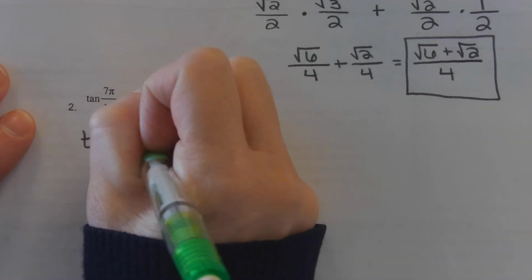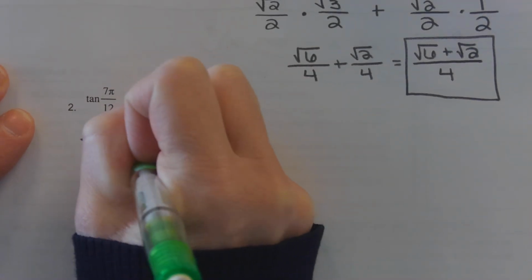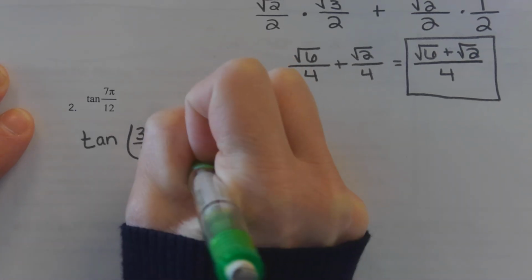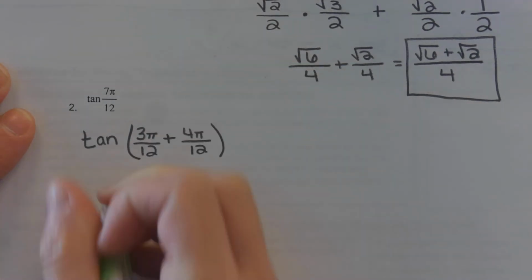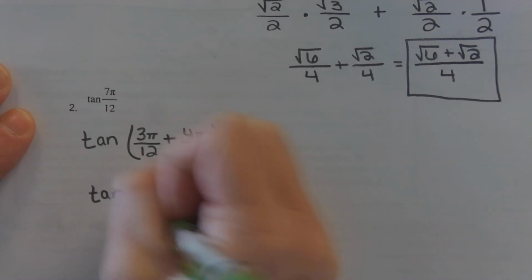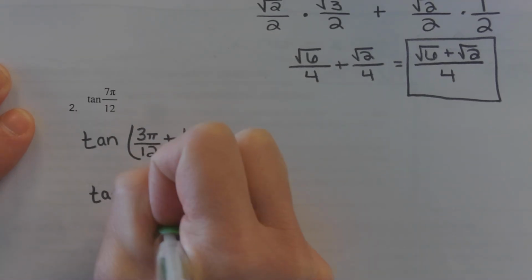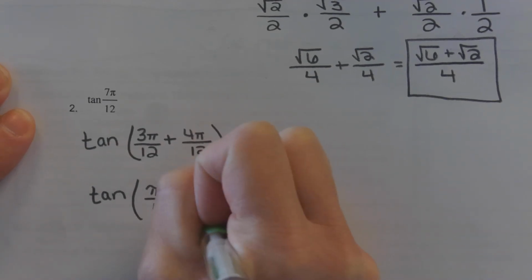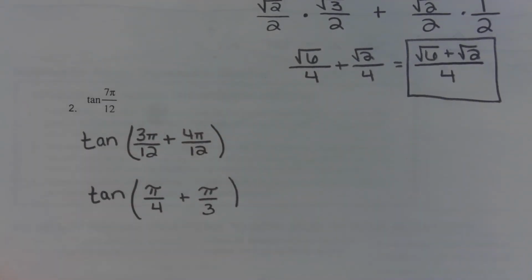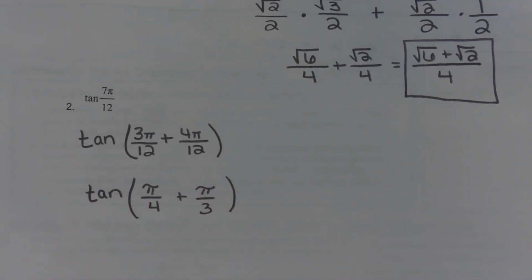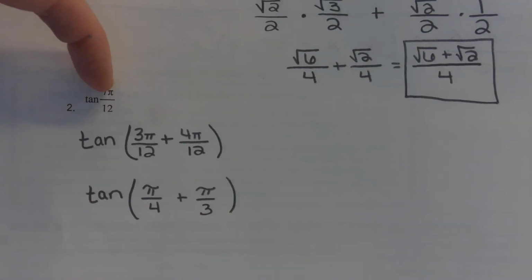3 and 4. Let's try 3 and 4. And again, worst case scenario, you try something and it doesn't reduce to something on your unit circle and you're like, oh, bummer. And then you try again. All right, so this is going to be the tangent of, this one will reduce to pi over 4, plus this one will reduce to pi over 3. Do you agree if I add those two back together, I should get back to here?